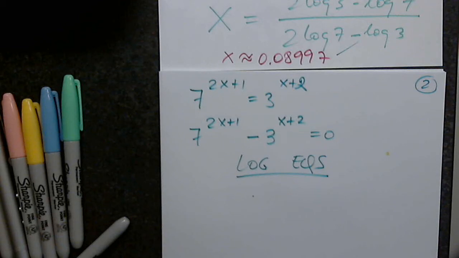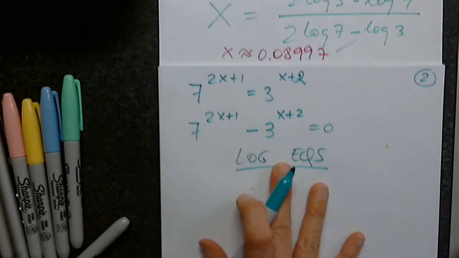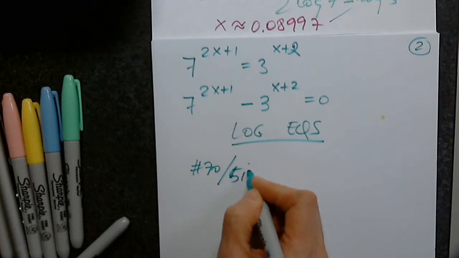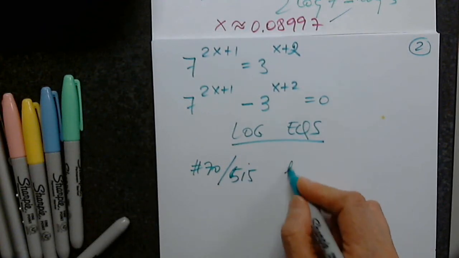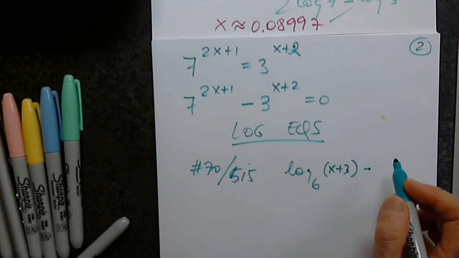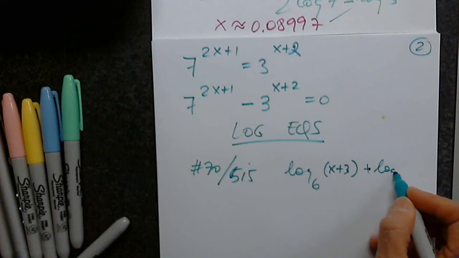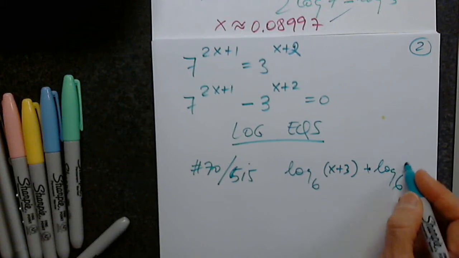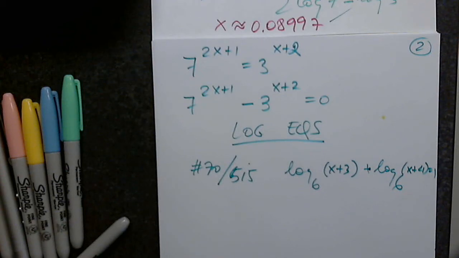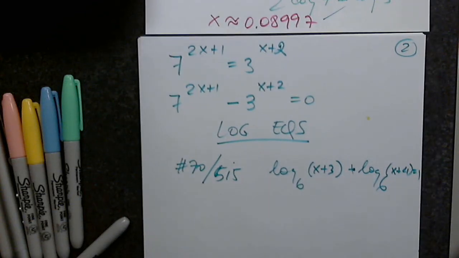Let's start with problem 70 on page 515. Log base 6 of x plus 3 minus, I'm sorry, not minus, but plus, log base 6 of x plus 4 equals 1. Is this a log or exponential equation?